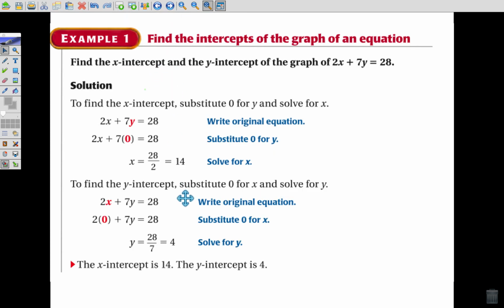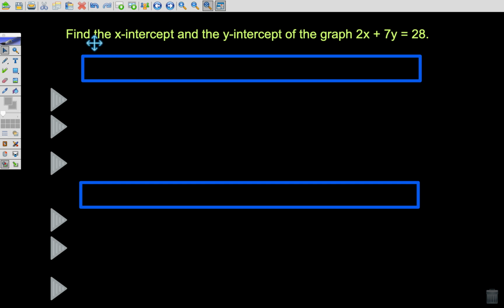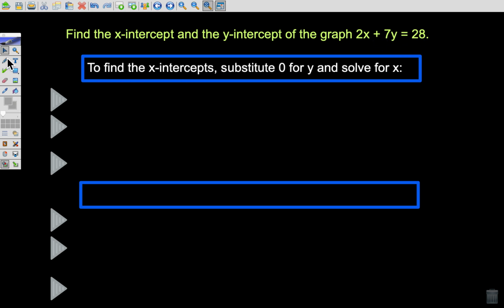All right, so this is an example you can look through that's nicely typed up, but we're going to do the same one right here. Find the x-intercept and the y-intercept of the graph 2x + 7y = 28. Okay, to find the x-intercept, what we noticed is that our y value was 0 because it was on the x-axis, so the point did not go up or down. It just sat on the x-axis.